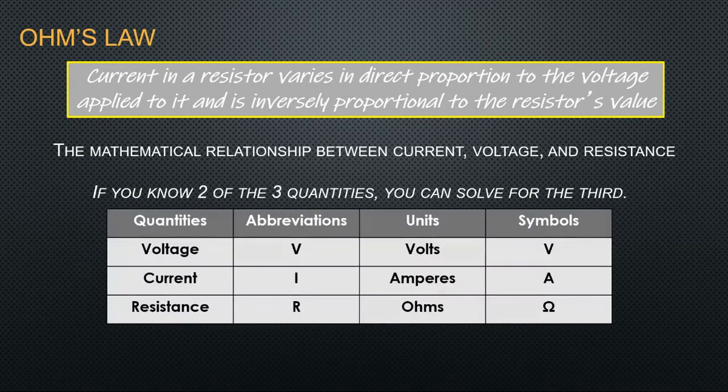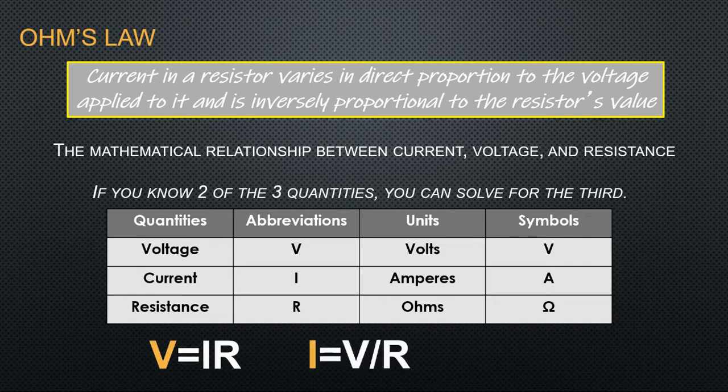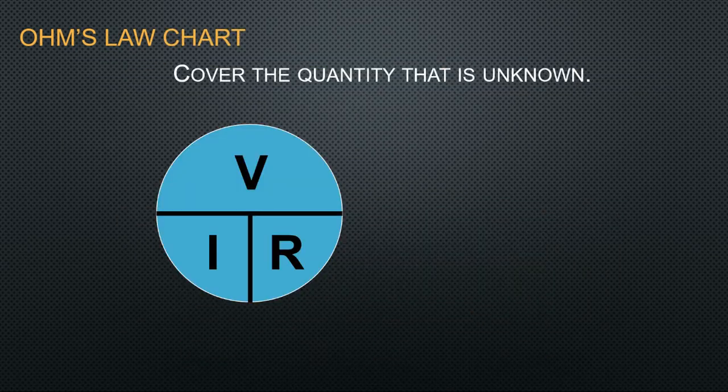It helps to know your abbreviations for these three variables, as well as their units of measure, and the abbreviations for those units of measure. Ohm's law can be written three different ways, depending on what we need to figure out. This chart shows the relationship between voltage, current, and resistance.